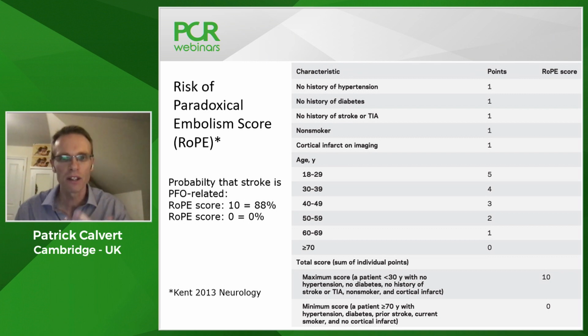And I think Olivier mentioned this in the build-up. It also gives your patient something to think about. So if you have a rather low RoPE score, the chances are fairly low that it's PFO related, and then they can understand and get some reassurance. Whereas if it's higher, then certainly you start to get serious about PFO closure.